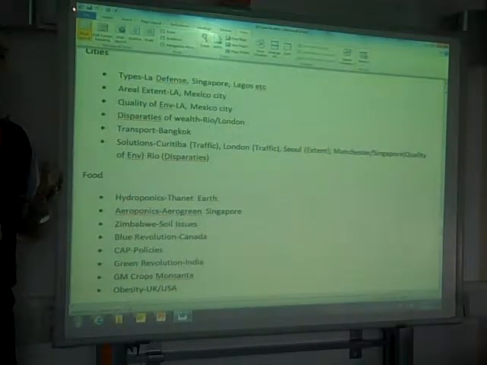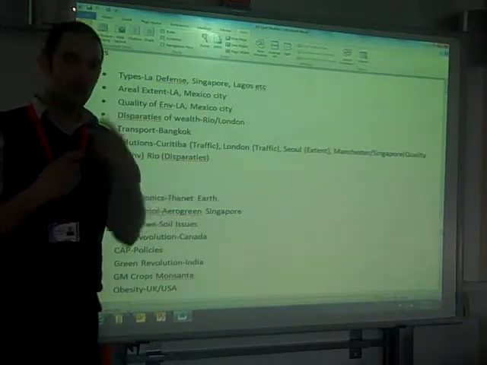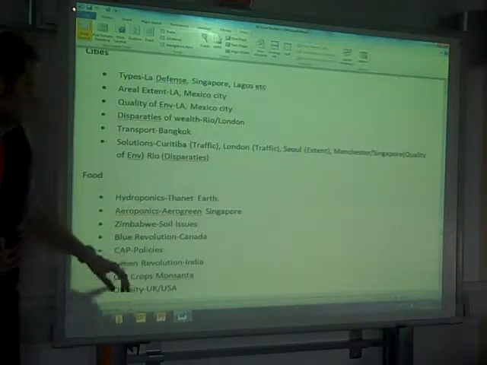Zimbabwe, the issues to do with soil degradation. The Blue Revolution in Canada. So what this means is fish farming. So salmon farming on the Canadian coast.